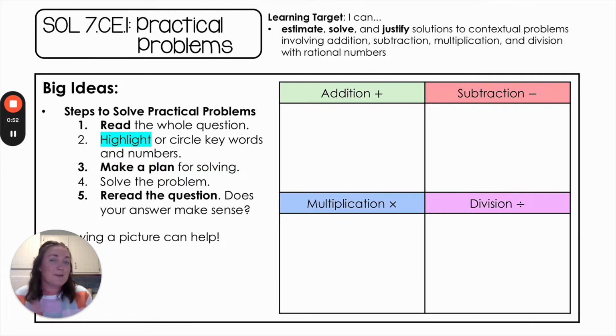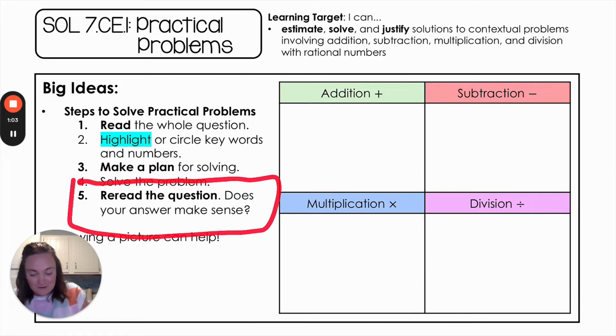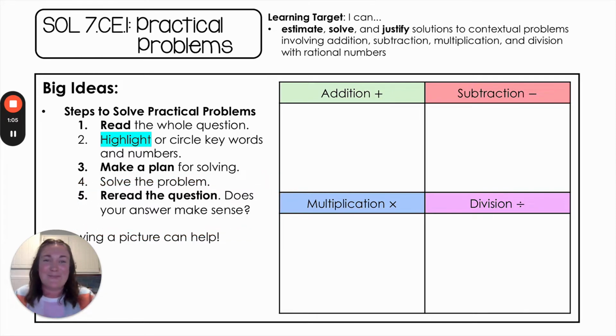Are we adding? Are we subtracting? Are we multiplying, dividing? What is going on? Number four, we're going to solve it just following our plan. And then number five is one of the most important steps. It is to reread the question and say, does it make sense? If we are adding apples and oranges and all of a sudden we get $100 million, something is not going right in our problem. So we want to make sure that the answer we came up with makes sense in the problem.